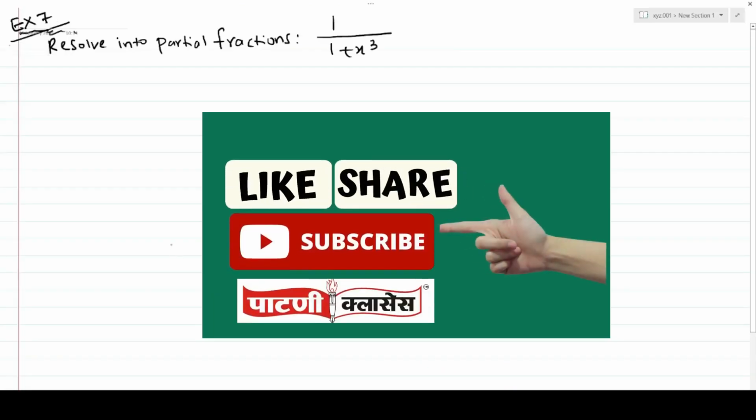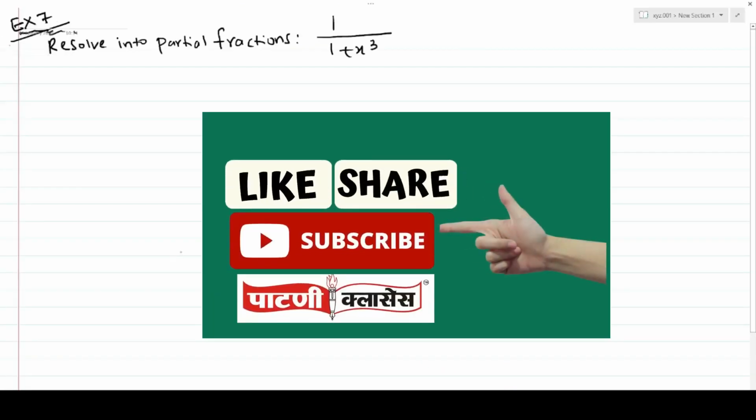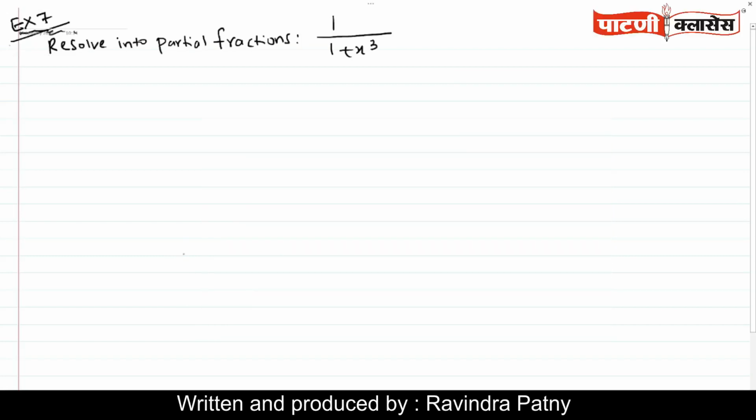Example 7. Resolve into partial fractions 1 upon 1 plus x cube. Now there are no factors, neither the linear factor, nothing else. So how to resolve into partial fractions? For that, first of all, we think what type of fractions are possible. 1 can be written as 1 cube and it is x cube.